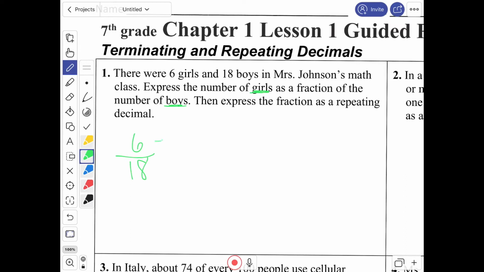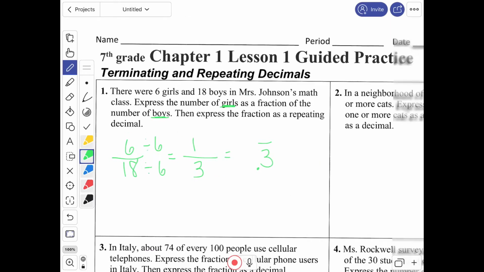So we can divide both 6 and 18 by 6. 6 divided by 6 makes 1, and 18 divided by 6 makes 3. That's one of the common ones that I told you to memorize. 1/3, and 1/3 is 0.3 repeating. And that's all you have to do. If it's a common fraction, you don't have to divide it out because I want you to memorize them.